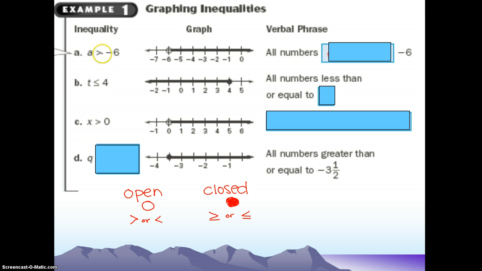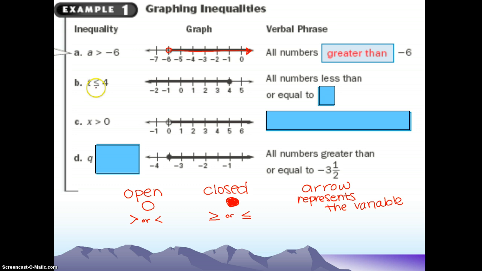You can see for A, it's open, and the arrow, please write this down at the bottom, the arrow represents your variable. So we can see that A is greater than -6. So my arrow goes to the greater than numbers, which is to the right. The verbal phrase is all numbers greater than -6.